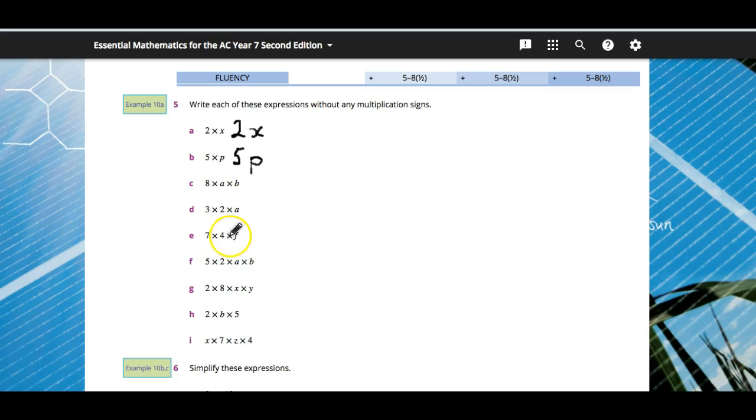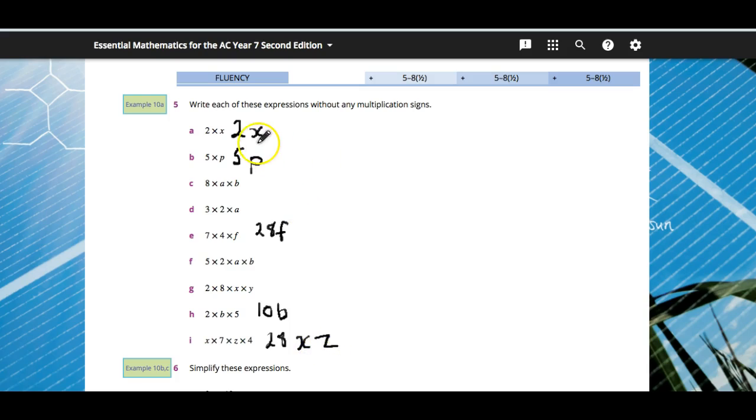Let's skip a few. Okay, so here we have 2 numbers and a letter. So let's get the coefficient first. So 7 times 4 is 28, and then F. Okay, let's do H. So you can see we've got 2 times B times 5. So we always put the coefficient first. So we'll do 2 times 5, which is 10, and then B. And let's just do the last one for the fun of it. So we've got 7 times 4 is 28, and then we've got X and Z. So keeping them in alphabetical order.